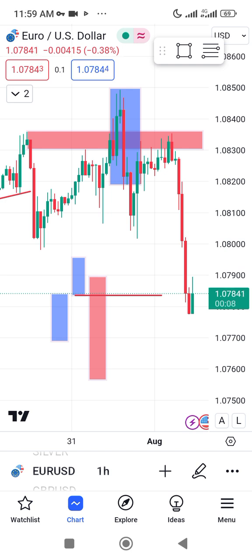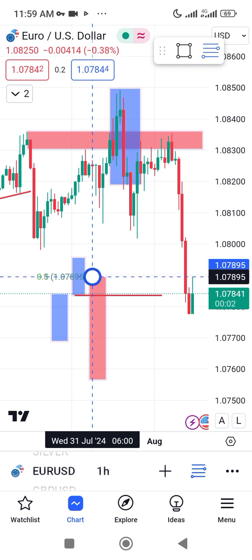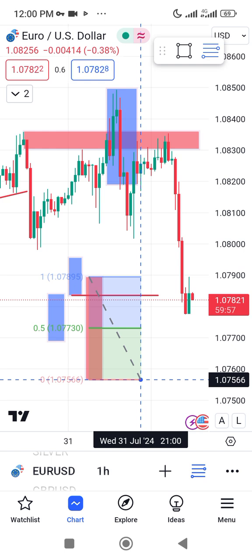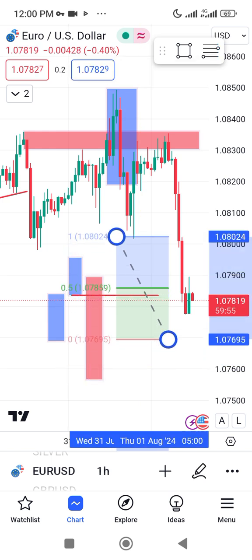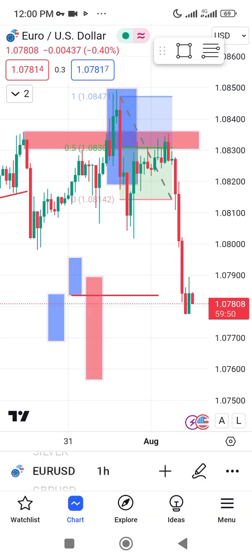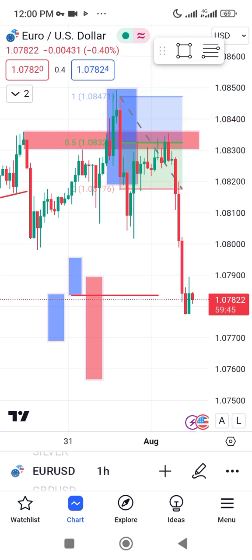Most times, price usually comes back within 50% of this bearish candle that closed back within the range. So let's check it out. You can see this is the bearish candle. Now what do you notice? You can see that price came back to the 50% of that bearish candle that closed back within the range. And what happened? Price tapped it and the price dropped.